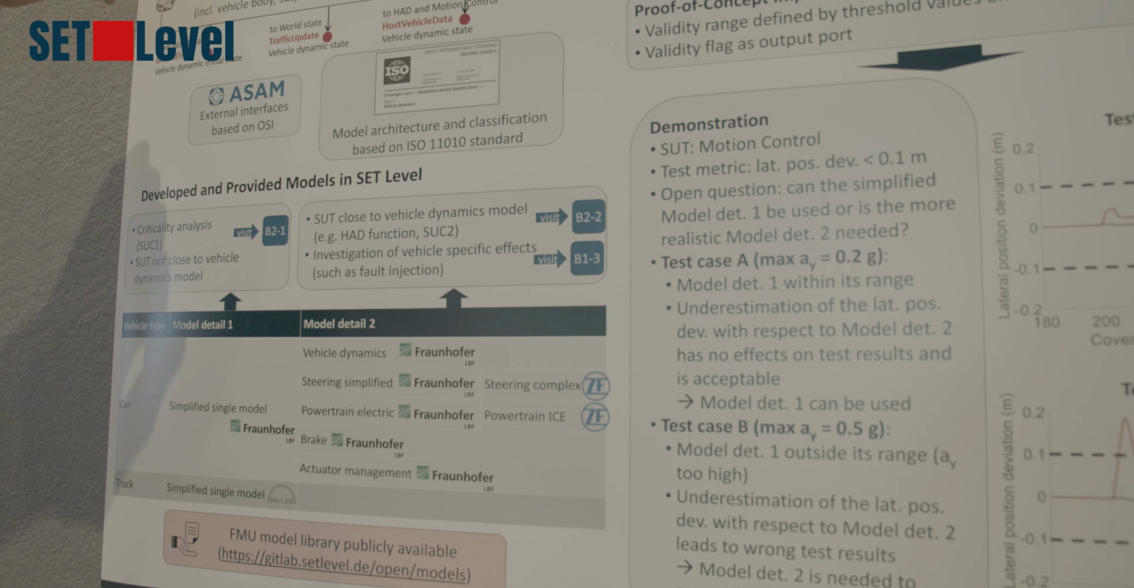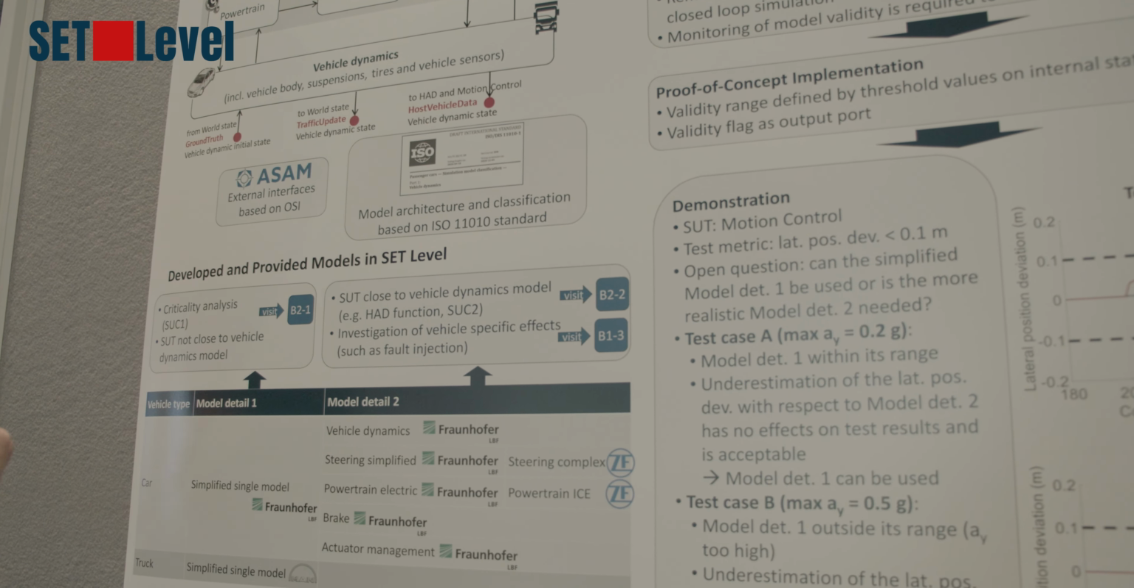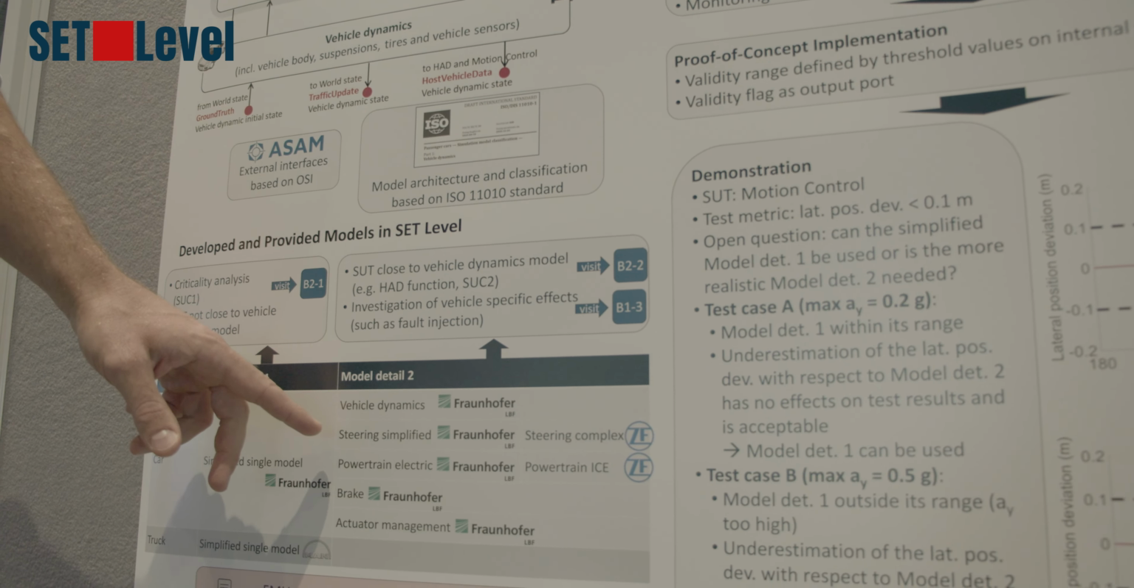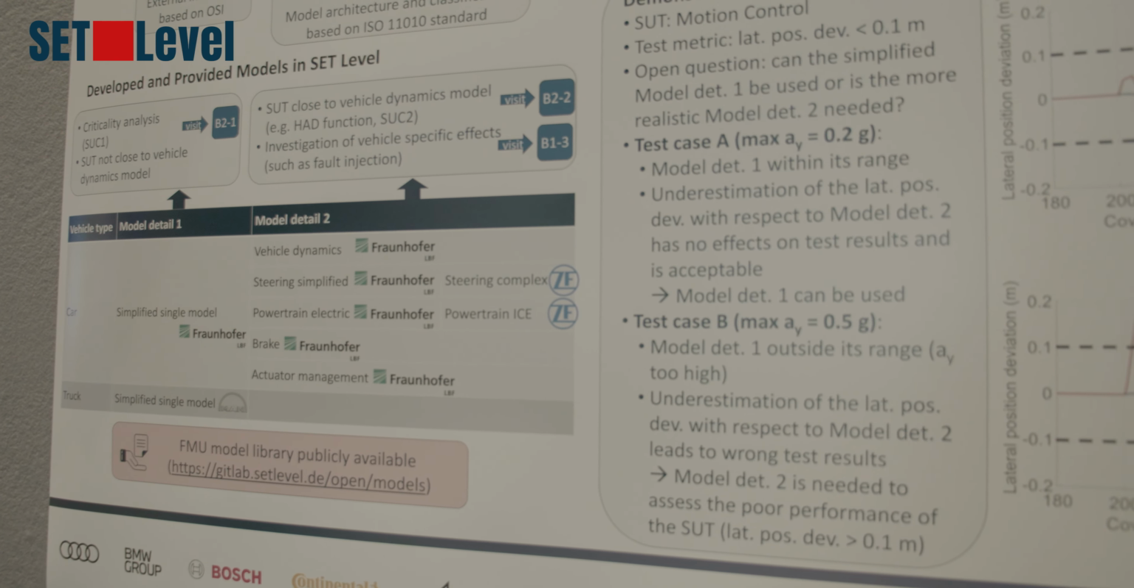Considering model detail level 2, we have single simulation models for the single subsystems we've shown before. So we have a single vehicle dynamics model, steering, powertrain, brake, and actuator management. And for 2 of them, namely the steering model and the powertrain, we have 2 different variants. We have a simplified and a complex steering model provided by different partners, and for the powertrain an electric variant and a powertrain based on an internal combustion engine.